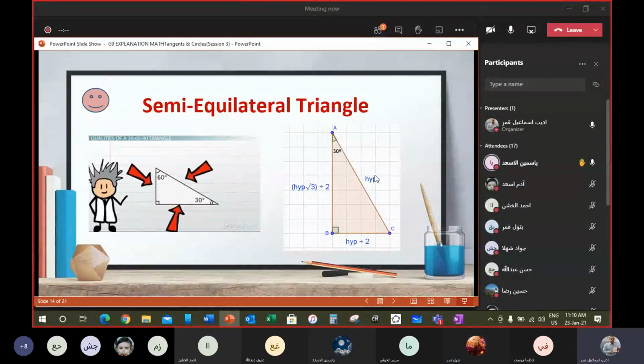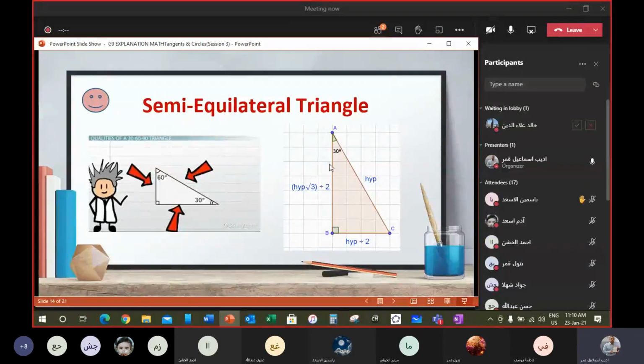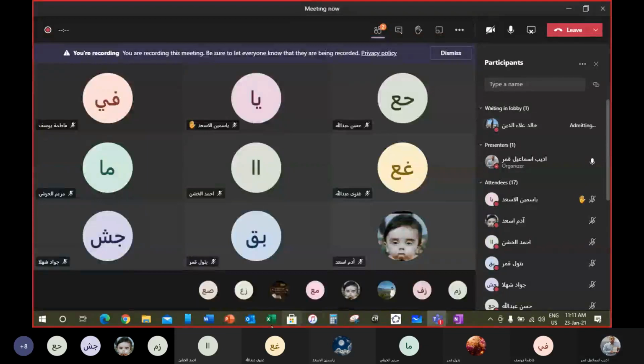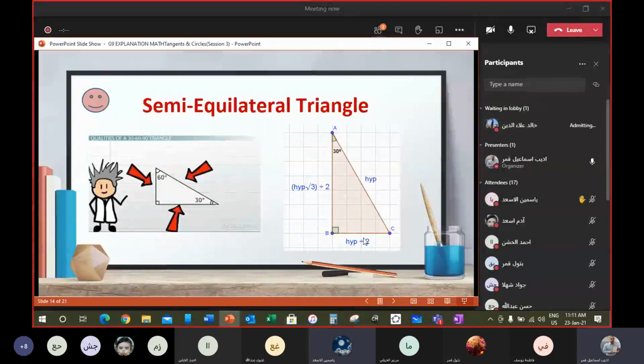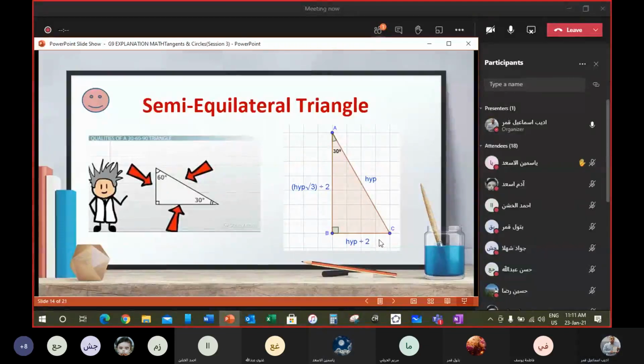Look at the side BC. It is opposite to which angle? To angle A, 30 degrees. It is opposite to angle 30 degrees. What does its measure equal? The measure of side BC opposite 30 equals the hypotenuse over 2. I'll repeat: the side in a semi-equilateral triangle.